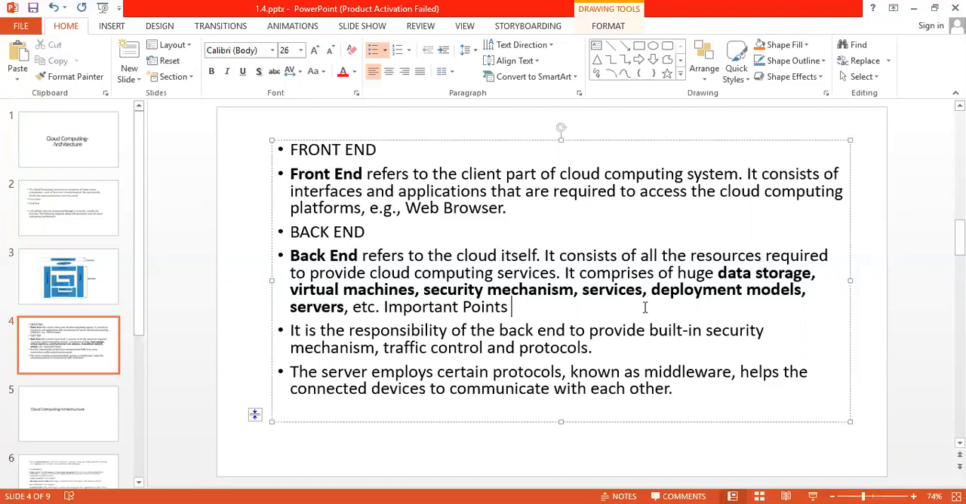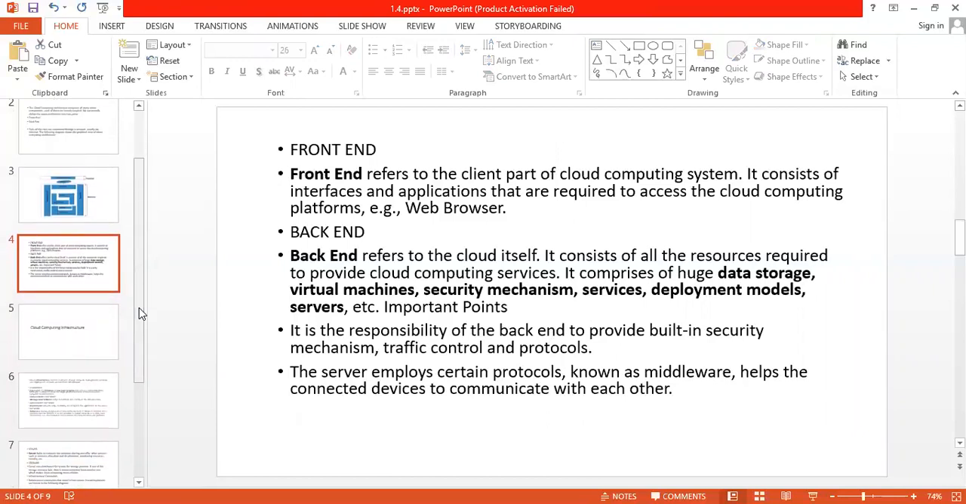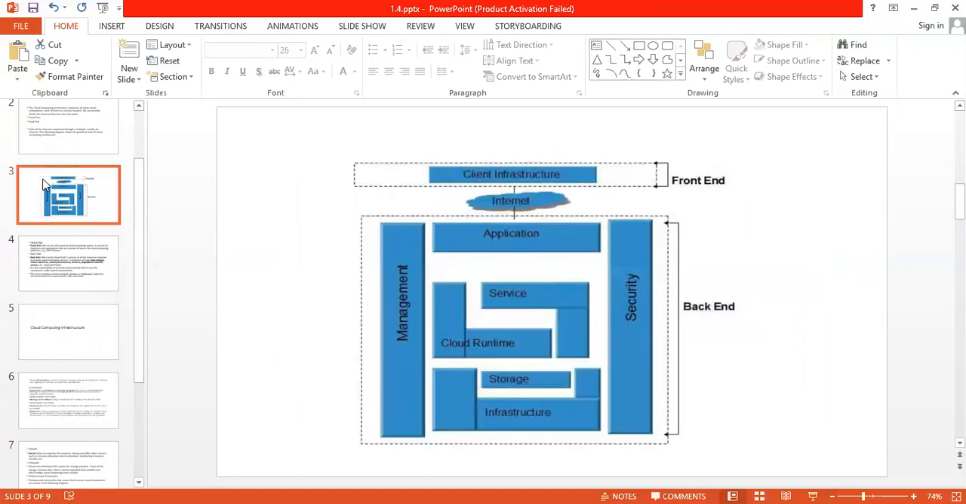Then the server employs certain protocols known as middleware, which help the connected devices to communicate with each other. So there is one middleware kind of part in cloud which will help the devices to connect and to communicate. Like in this diagram, the internet will work as a middleware. Middleware in the sense, whatever the data or message coming from backend, internet is passing that data to the front end. And whatever the message coming from front end, internet is providing that data to the backend.